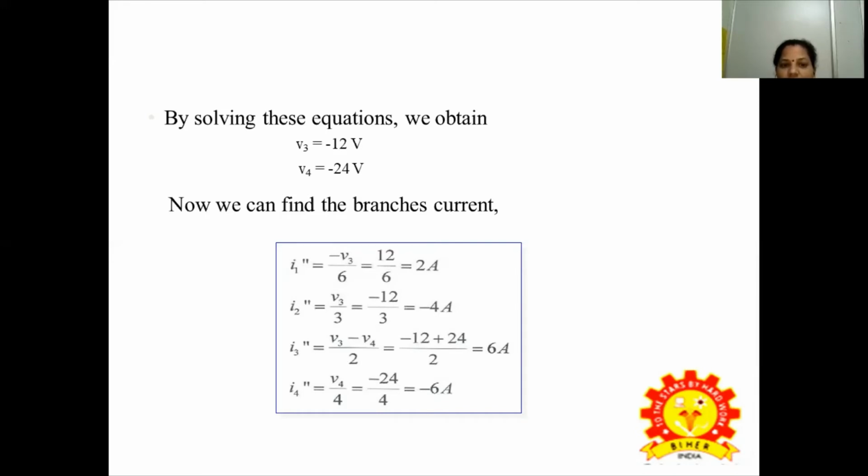I1 double dash equals minus V3 by 6, which is 12 by 6, equal to 2 amps. I2 double dash equals V3 divided by 3, which is minus 12 by 3, equal to minus 4 amps.